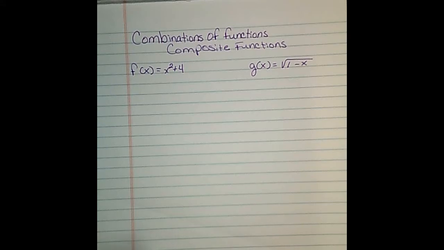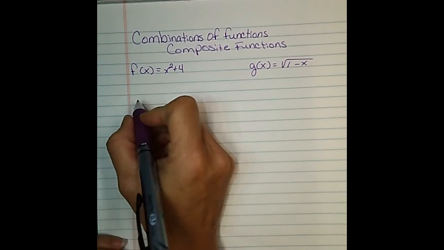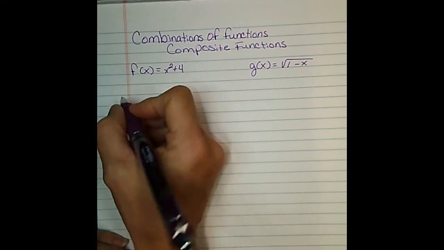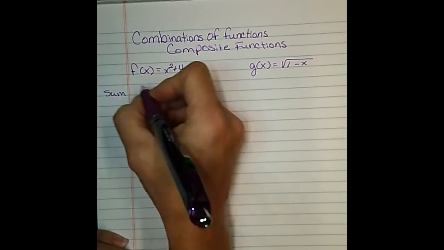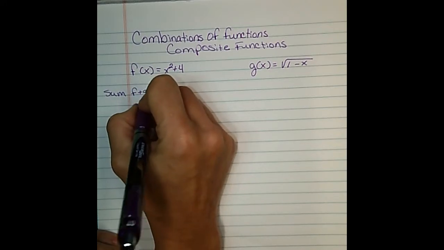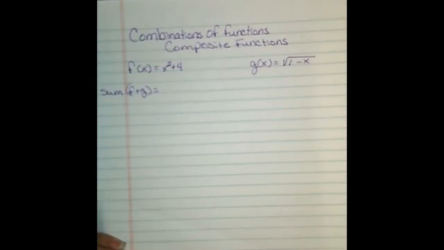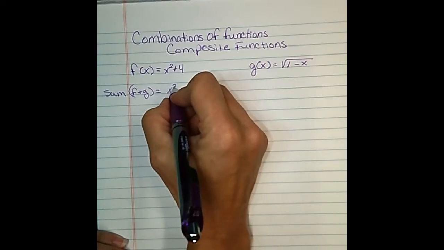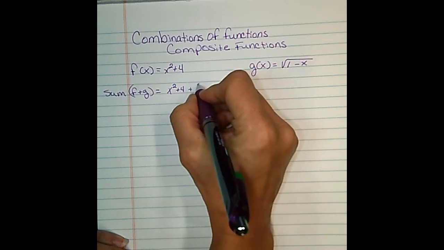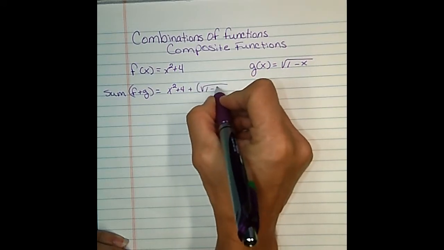Combination of functions, composite functions. So we have a combination of them. We're going to do the sum of f plus g. So what we're going to do is take the f function and add the g function to it.